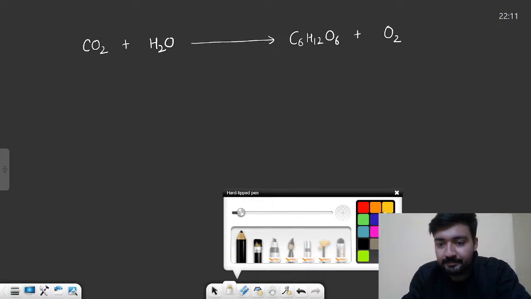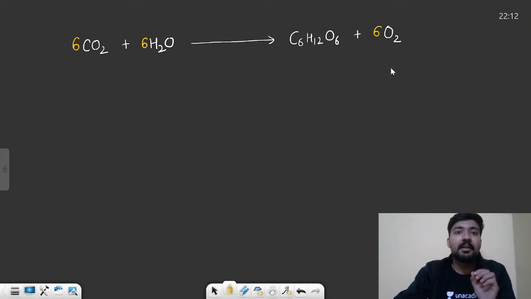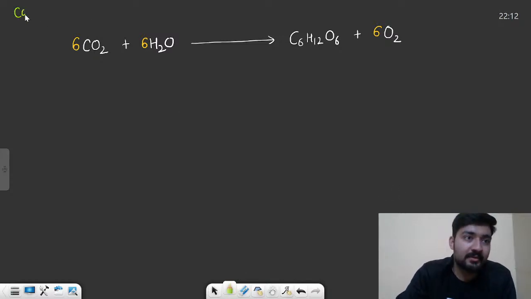Now let us balance it. To make one glucose molecule which has 6 carbons, we must use 6 CO2 molecules, right? So this is balanced. And if we use 6 water molecules, we will have how many oxygens? I guess 6 oxygens, right? So this is the balanced equation of photosynthesis. Now it is chemically correct, or we can say correct for chemists, those who study chemistry.